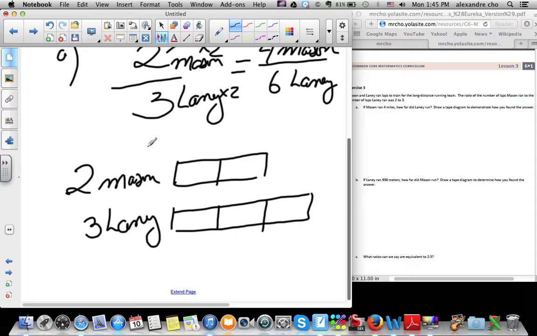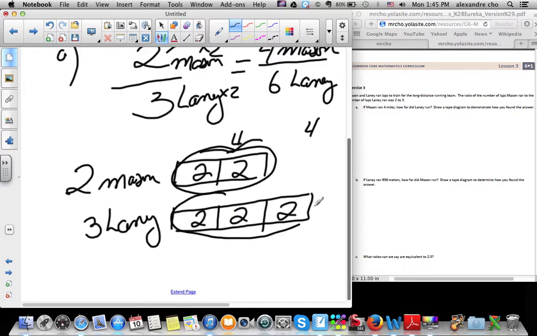Now, what happens if Mason runs 4 laps? So you've got to make sure you put 4 here. So it makes this 2, makes that 2. Remember, with tape diagrams, once you find one number, you can find all the rest. So this would be a 2, a 2, a 2. So what happens when he runs 4? Lanny runs 6. Okay?